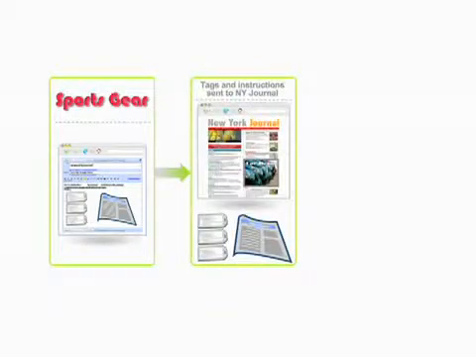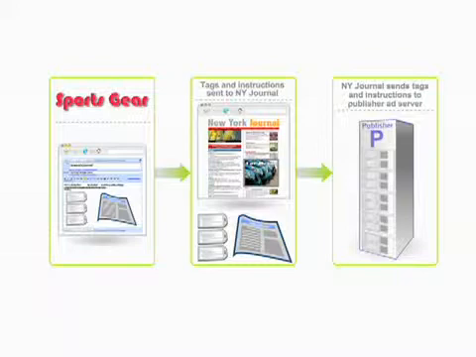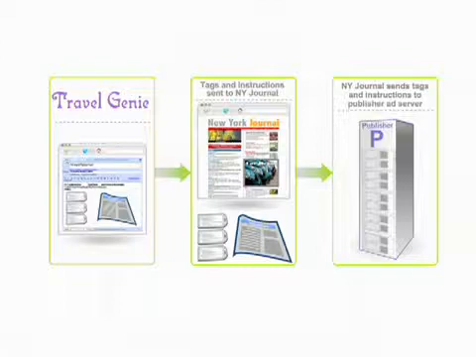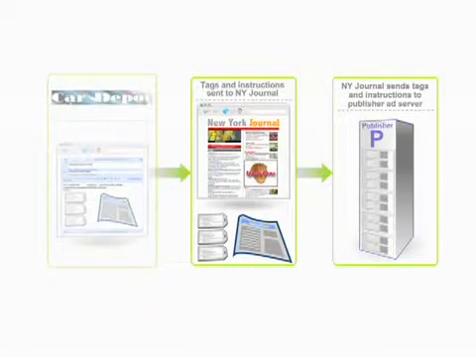Next, our fictitious publisher, the New York Journal, puts the tags and instructions into its own ad server. So all of SportsGear's ad instructions go into the New York Journal's ad server, but the sports ads themselves stay on SportsGear's ad server. All of the New York Journal's other advertisers also send the New York Journal tags and instructions for their ad campaigns, but keep the ads themselves on their ad servers.